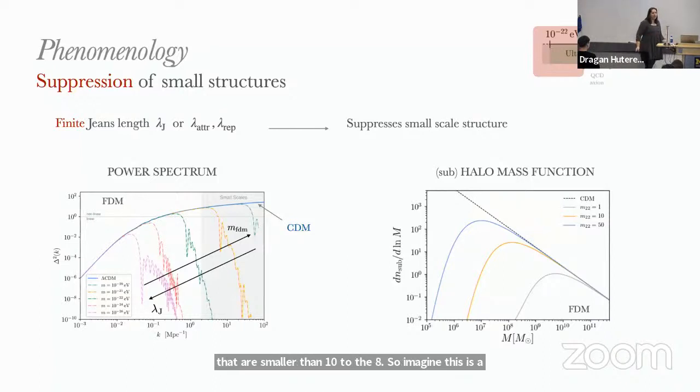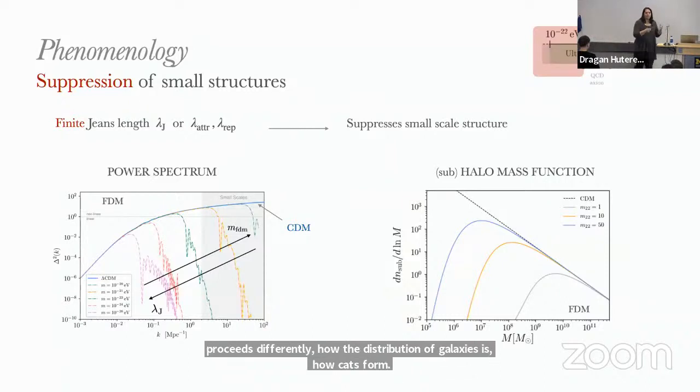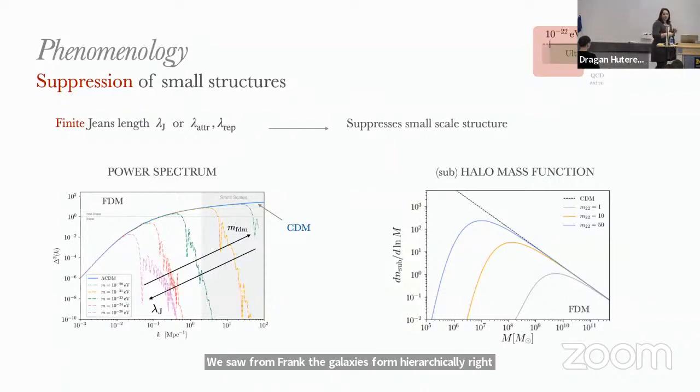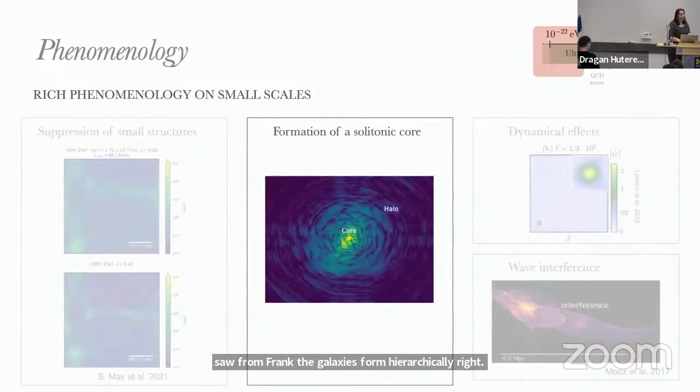Everything proceeds differently. Ionization proceeds differently. How the distribution of galaxies is, how galaxies form, right? We saw from Frank that galaxies form hierarchically, right? You have all this. This is very different in this type of models.